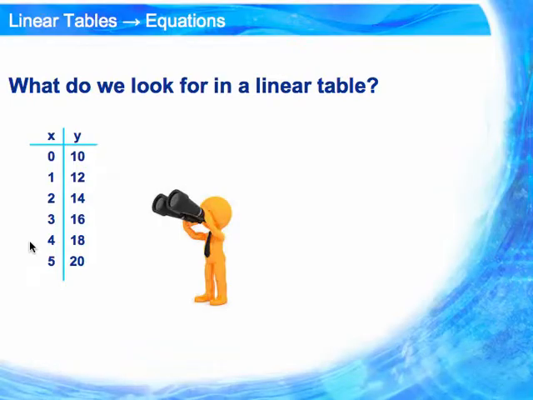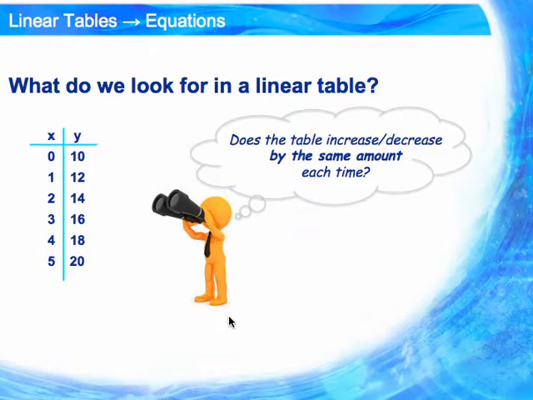The first question you want to ask yourself is, what do we look for in a linear table? Well, you want to say, does this table increase or decrease by the same amount each time? Emphasizing on the same amount. In this table here, you see it goes 10, 12, 14, 16, 18, and so on. In this table, it's increasing by 2 each time, which is the same amount each time. When you see this, you know that the table is going to be linear.